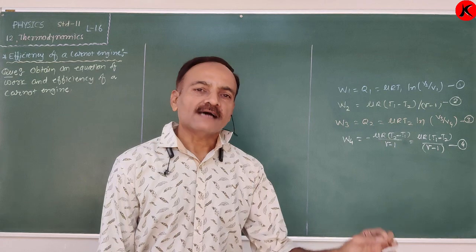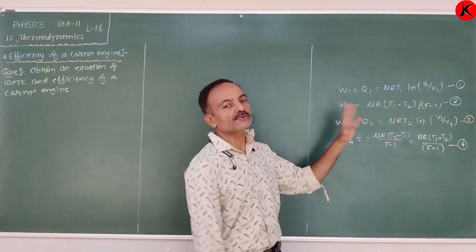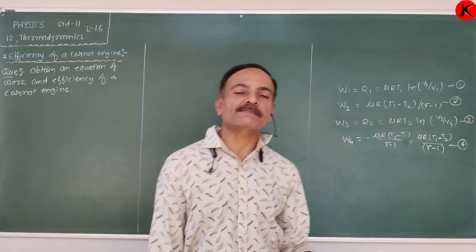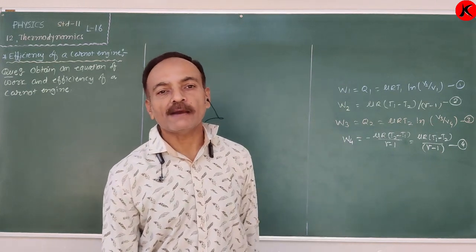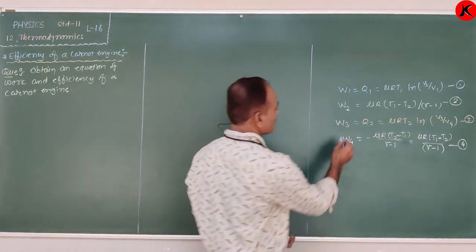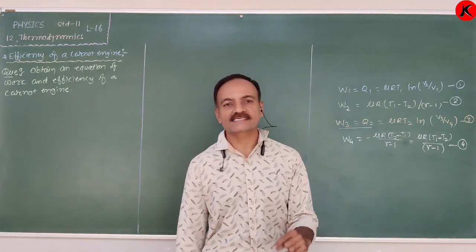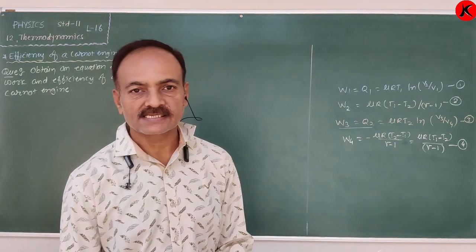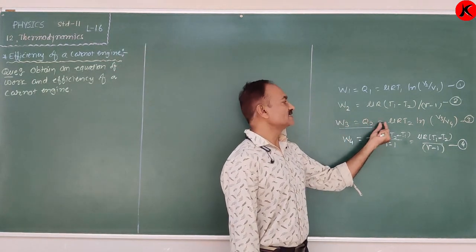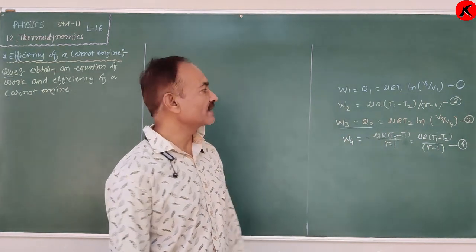Okay. Now in the third step, the gas is again isothermally compressed. That means the temperature remains constant, but the exchange of heat takes place. That means the gas releases the Q2 amount of heat to the heat sink. Therefore, Q2 = W3 because there is work done on the gas. Work done on the gas to release the Q2 amount of heat is μRT2 ln(V3/V4), equation number 3.